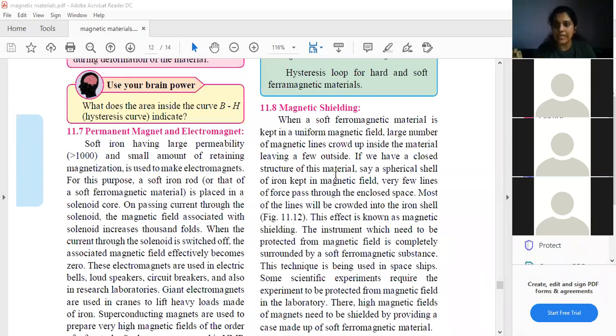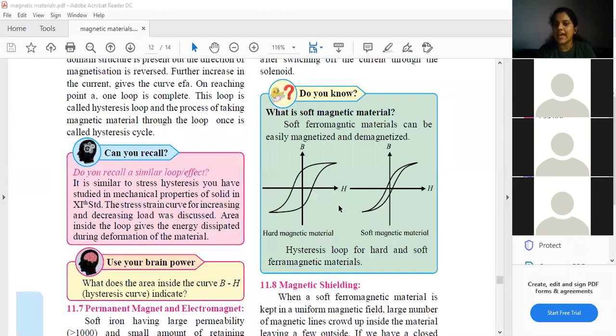Large area means more loss and vice versa. So students, here they have given two graphs. Which one is the larger one? The first one. So obviously the first one will have more loss as compared to the next one. Large area means more loss.